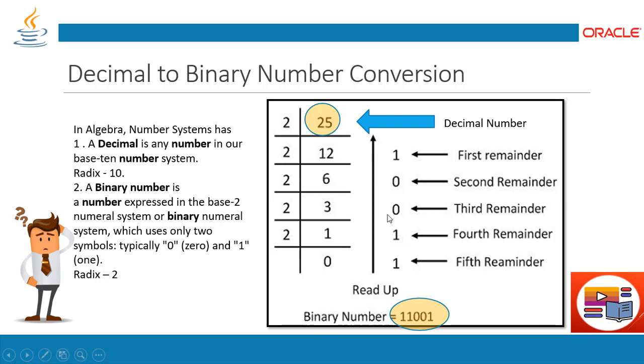We are going to put these remainders in a buffer, and we keep on dividing the quotient by the radix of the binary number, that is 2, until it becomes 0. So when we divide 12 by 2, it gives you 6, and the remainder will be 0, and so on. Again, we divide 6 by 2, which gives quotient 3, and remainder 0, and so on. Now when we read these remainders saved in the buffer from bottom to up, the binary number is ready for 25. So this is the process or logic of decimal to binary number conversion.